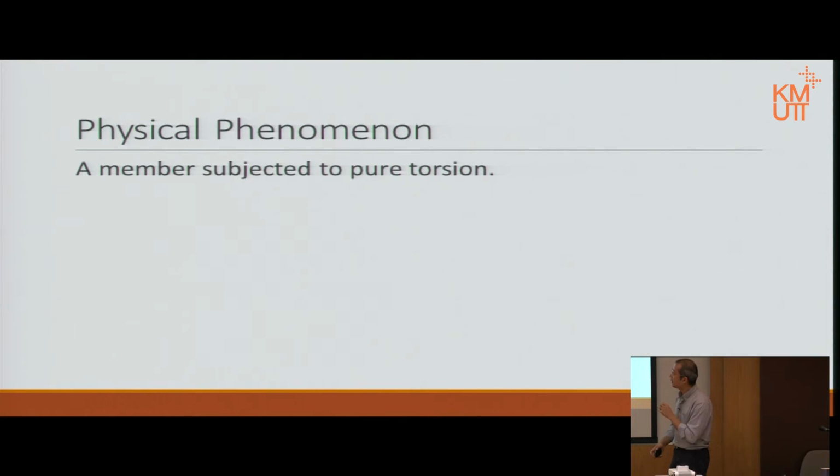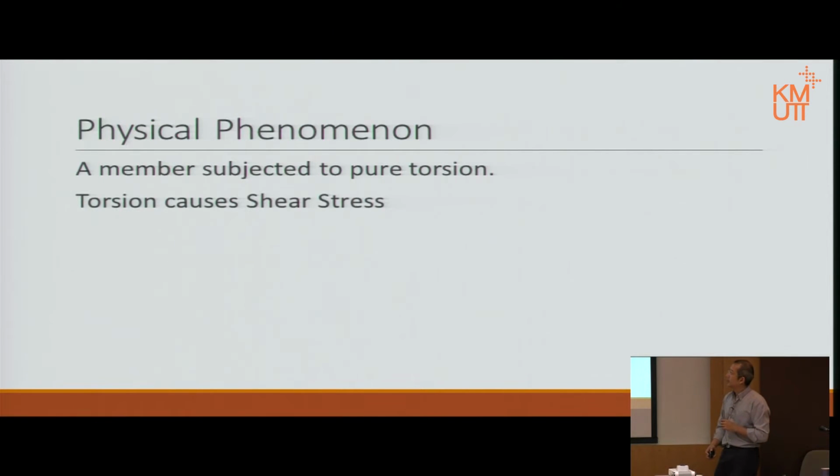Okay, we look at a member subject to pure torsion. Then we discuss how torsion causes shear stress. If we talk about the shear stress and shear strain, then that is the formulation: the shear stress is equal to the shear modulus times the shear strain, as long as it stays in the elastic region.